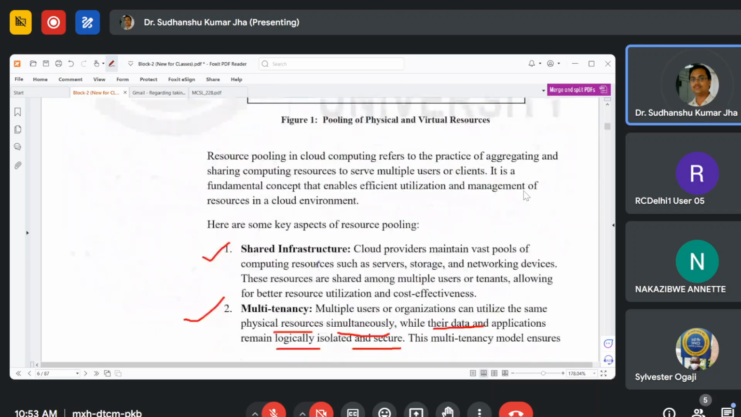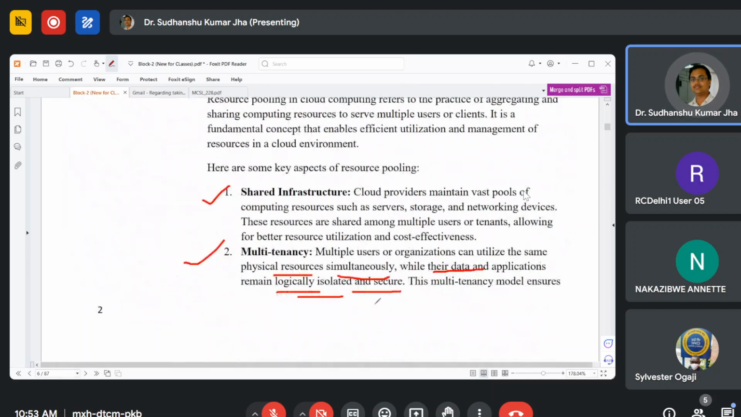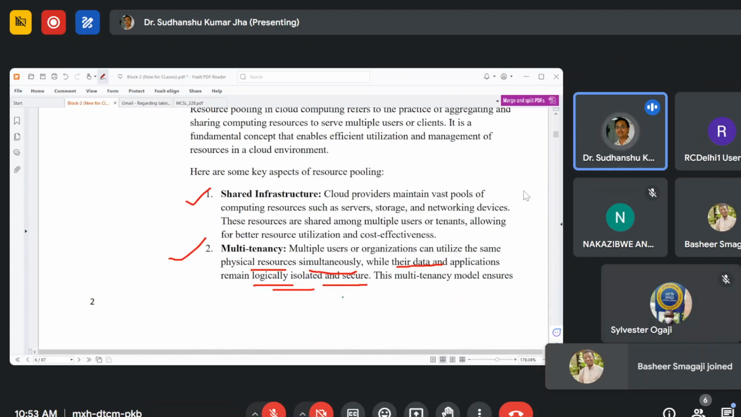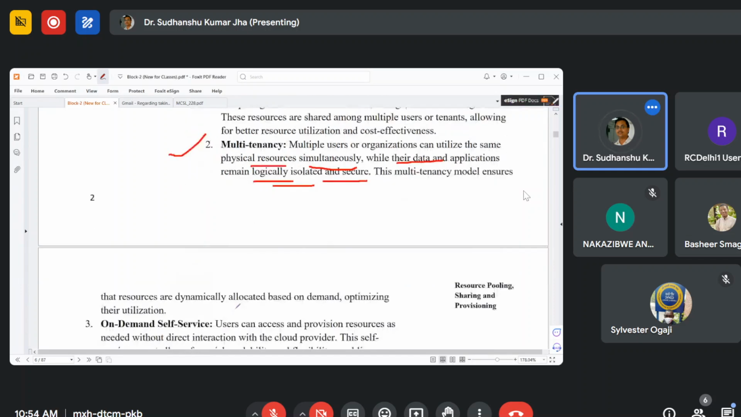It is logically isolated, not physically isolated, and it is secured by means of some boundary concept. We are securing that no other users may jump into this particular shared resource area. Just a minute. So this we have seen about the multi-tenancy concept here.